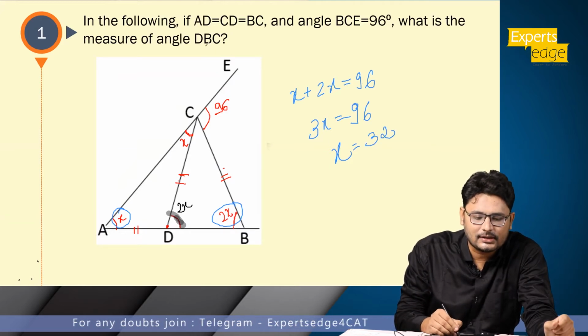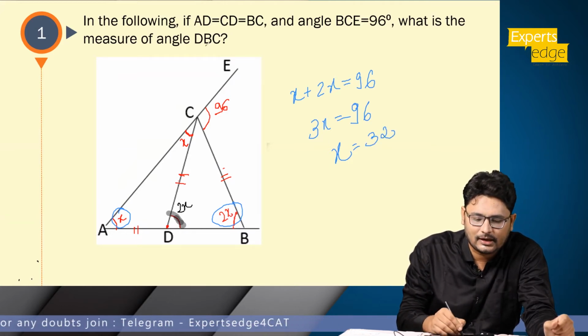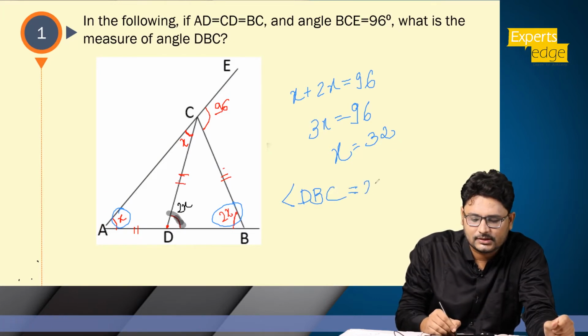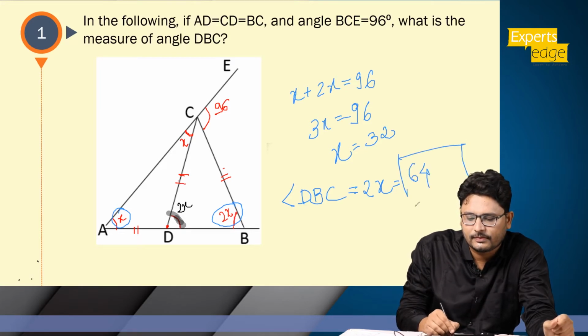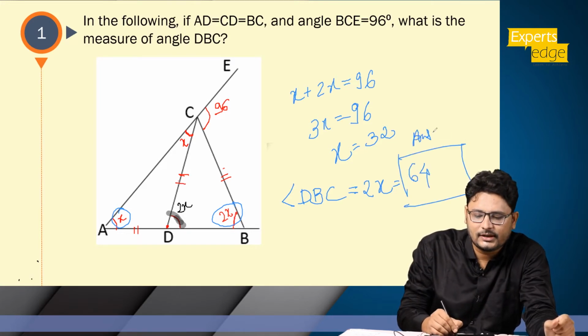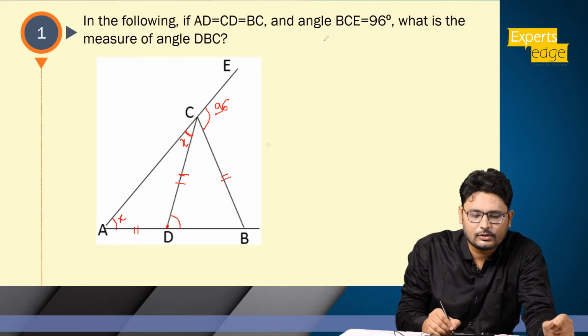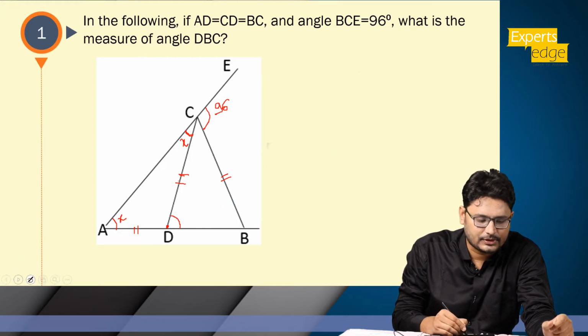But he is not asking for X. What he is asking is angle DBC. And what is angle DBC? Angle DBC is nothing but 2X. So my answer should be 32 into 2, 64. I hope this is clear. It was a simple question, but a pretty important one. Let's go to the next question. So question number 2.